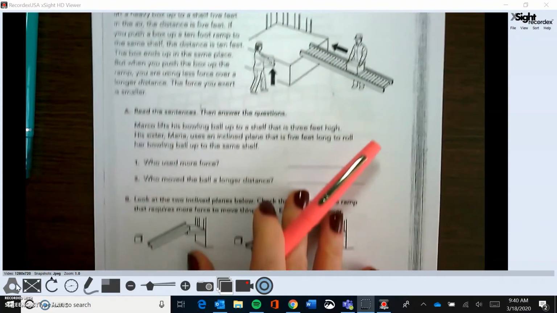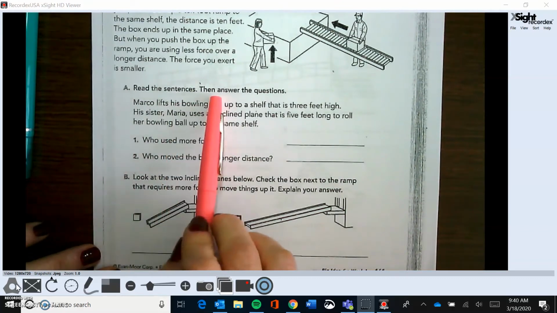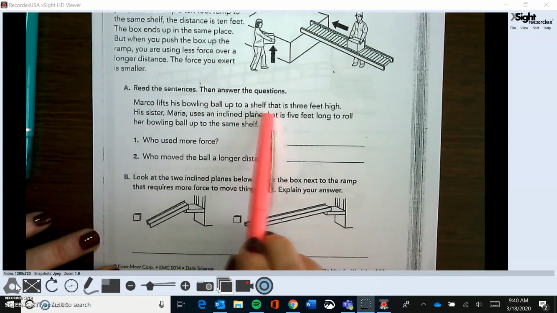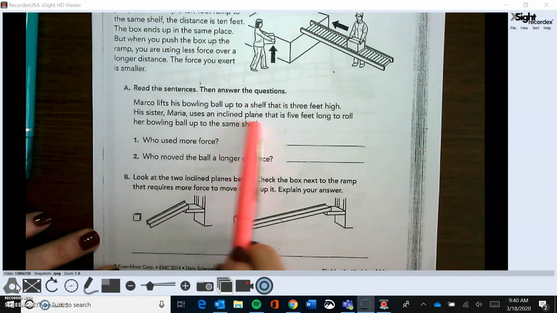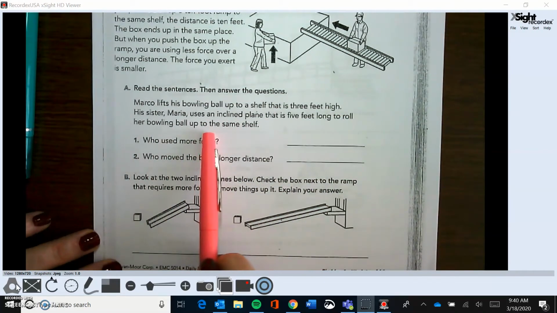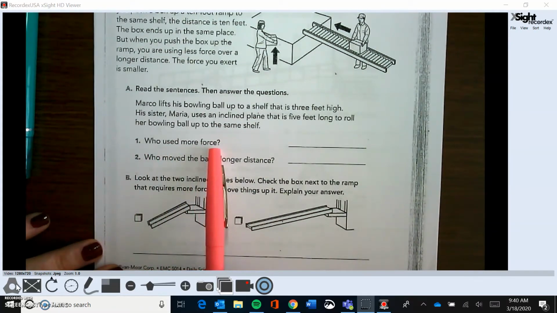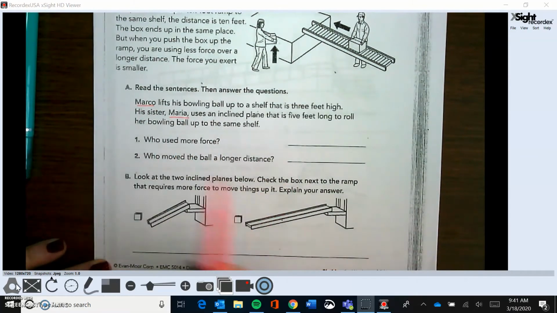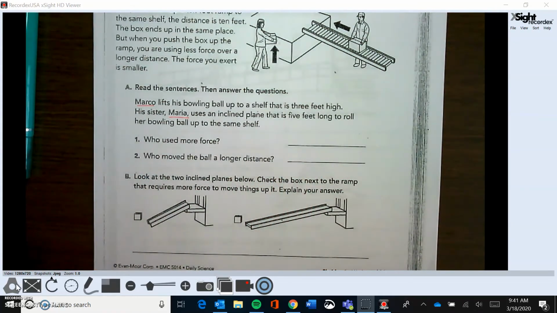Okay. So let's look at the questions for today. Read the sentence, then answer the questions. Marco lifts his bowling ball up to a shelf that is 3 feet high. His sister, Maria, uses an inclined plane that is 5 feet long to roll her bowling ball up to the same shelf. Who used more force? So it's wanting a name. Who used more force? Was it Marco or Maria? Who moved the ball a longer distance? Same thing. It wants one of their names there.